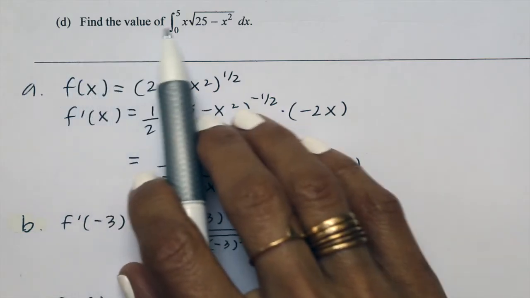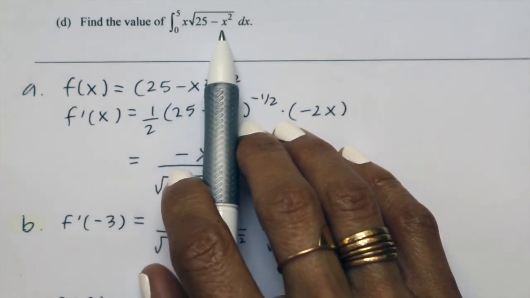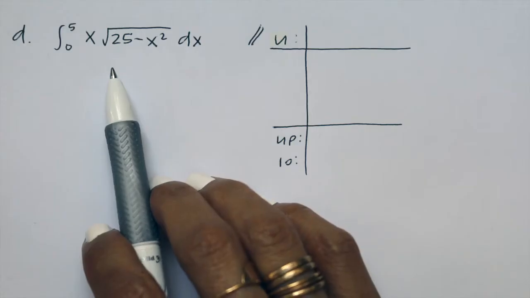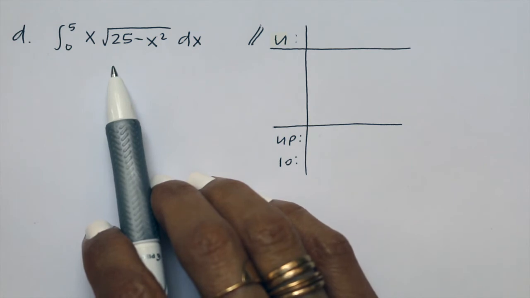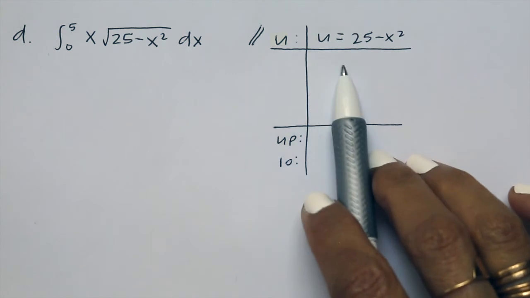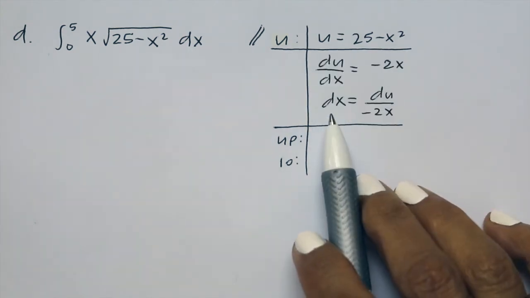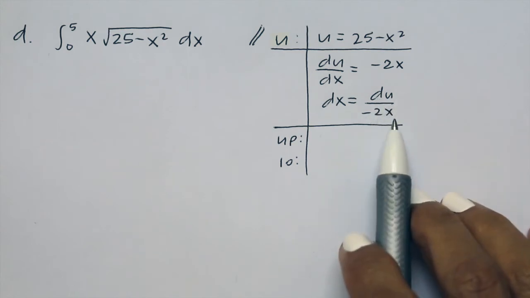Part D says find the value of the integral from 0 to 5 of x times the square root of 25 minus x squared dx. To evaluate this definite integral, we're going to use u substitution. So we're going to let u equal what's underneath the radical. Next, we're going to take the derivative of this. So du dx equals -2x. And then you get that dx is equal to du over -2x.